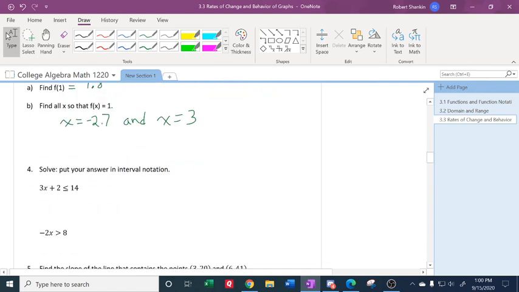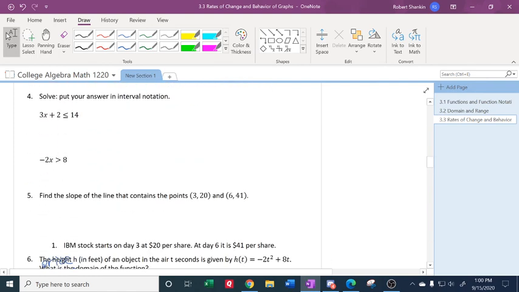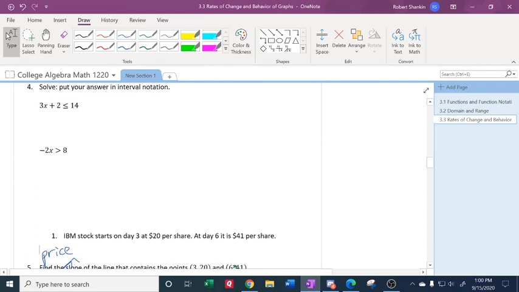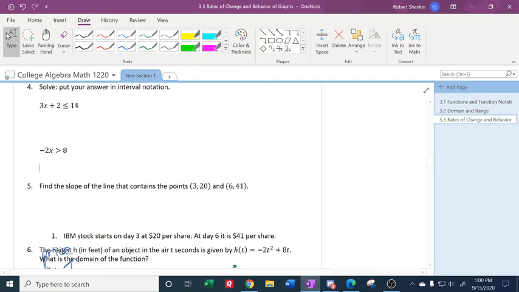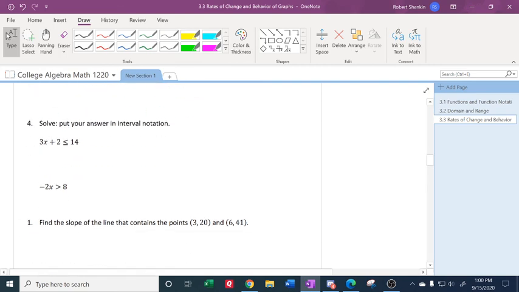All right, let's go now to number 4. And let's get rid of some of these. Oh no. Do this differently because I'm overlapping. All right, so solve these two inequalities and put your answer in interval notation. Number 4.